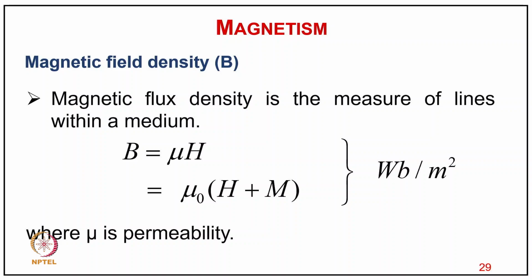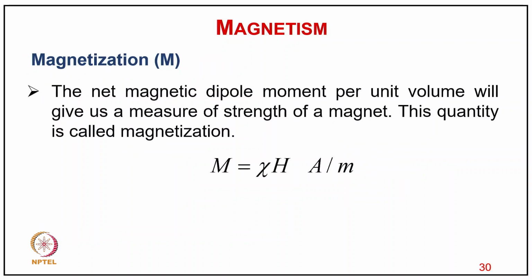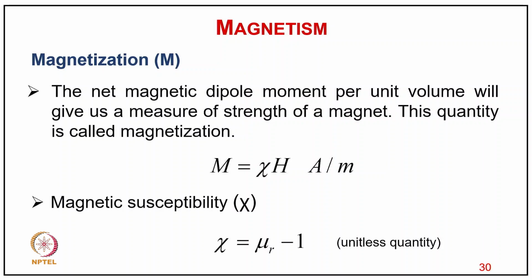0 H, or we can say mu 0 (H plus M), where mu is the permeability, denoted B. The unit is either Tesla or Weber per meter square. So this magnetization M, we normally call it the net magnetic dipole moment per unit volume, and it gives us the measure of the strength of a magnet, the quality of magnetism, typically M equal to chi H, whose unit is again ampere per meter. And the magnetic susceptibility, we call it chi equals mu r minus 1, and it is a unitless quantity, as mu r is also a unitless quantity.